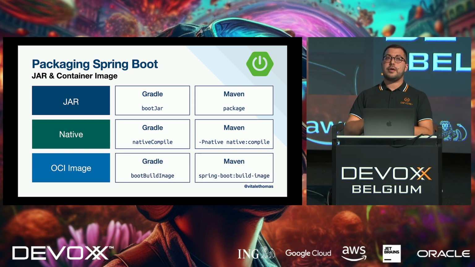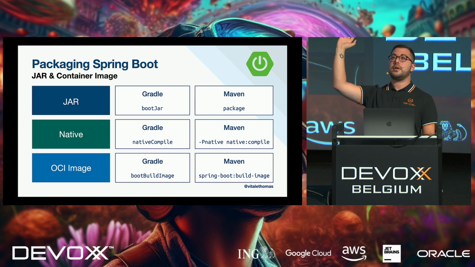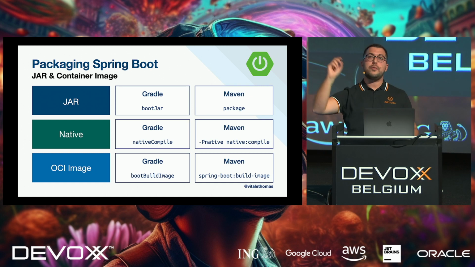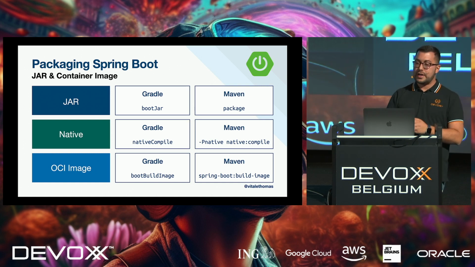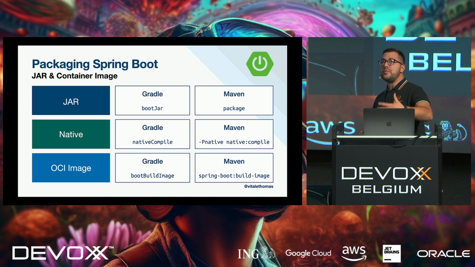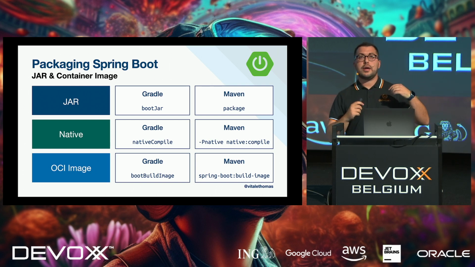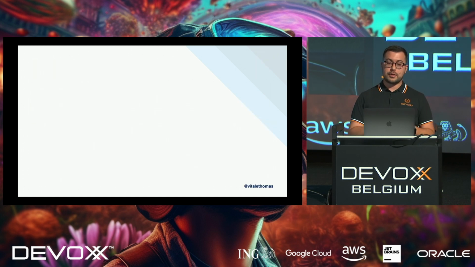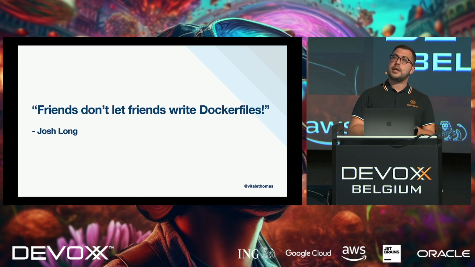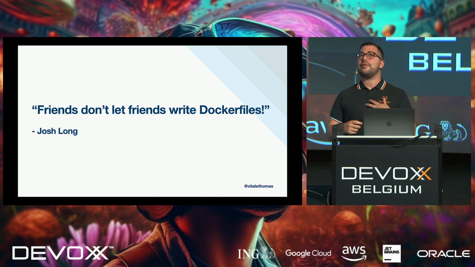Now, how many of you are packaging your applications as container images? I'm curious. And how many are using Dockerfiles? Now, Dockerfiles are a quite simple approach. I always say that writing a Dockerfile is easy, but writing a Dockerfile which is production grade, that's a bit more challenging. And I like to quote Josh Long here, saying that friends don't let friends write Dockerfiles. As a developer, I don't like writing Dockerfiles.